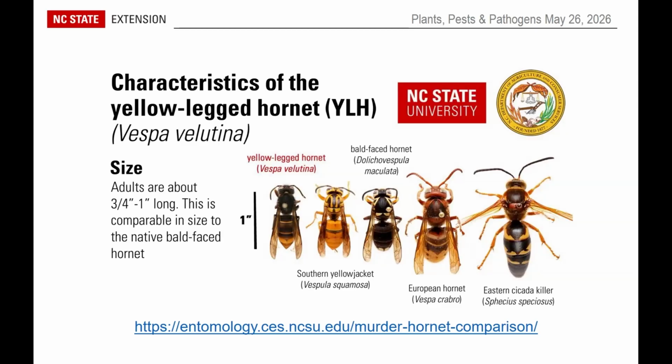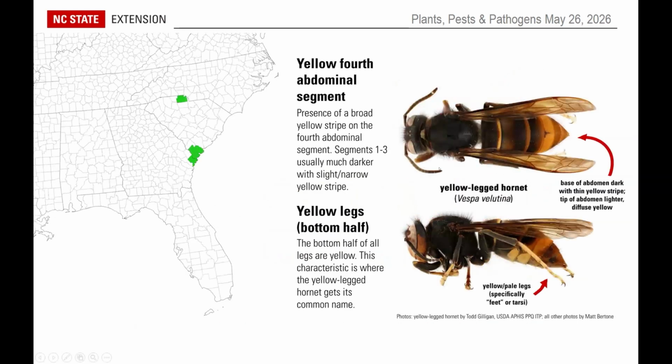For some of the comparisons, they're medium size, a little over 1 inch long, and they can be very dark in color, mostly, except for the pale legs or feet, the tarsi, and then the tip of the abdomen is lighter yellow or orange compared to the base of the abdomen and the thorax. And so we're on the lookout for these, of course.